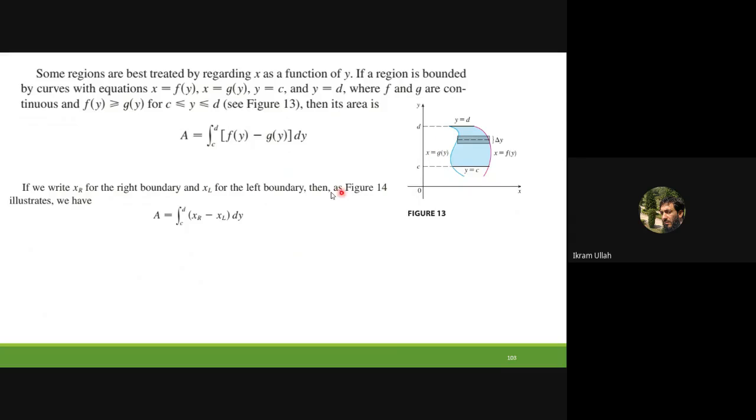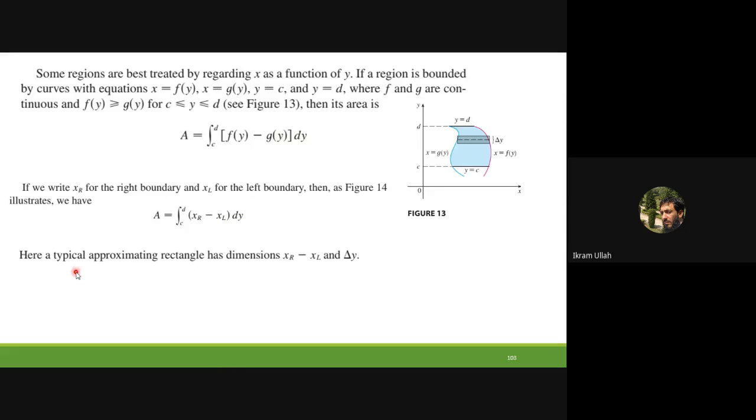Then, as Figure 14 illustrates, we have A equals the integral from c to d, and we can write this in the form x_R minus x_L, where x_R is the right boundary and x_L is the left. You know that these are functions of y, so we write dy. If it were a function of x, we would write dx. So the general form in this case is area equals the integral from c to d of (x_R minus x_L) dy.